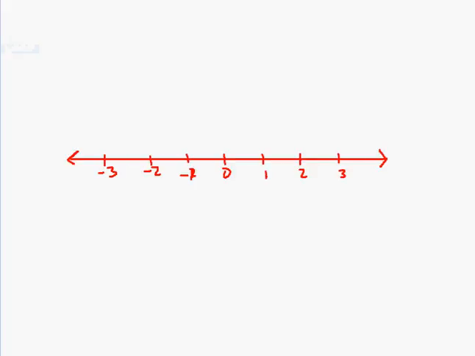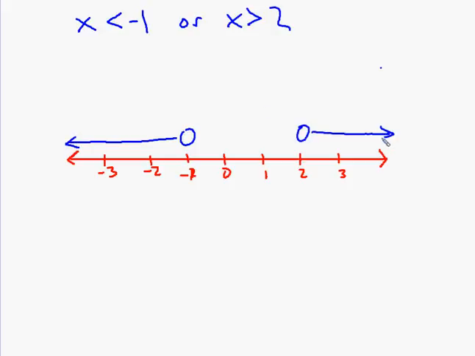Next one, let's say x is less than -1 or x is greater than 2. So open circle to the left for x is less than -1, and open circle to the right for greater than 2. Again, it's or, so do I need overlap? No, no overlap necessary.